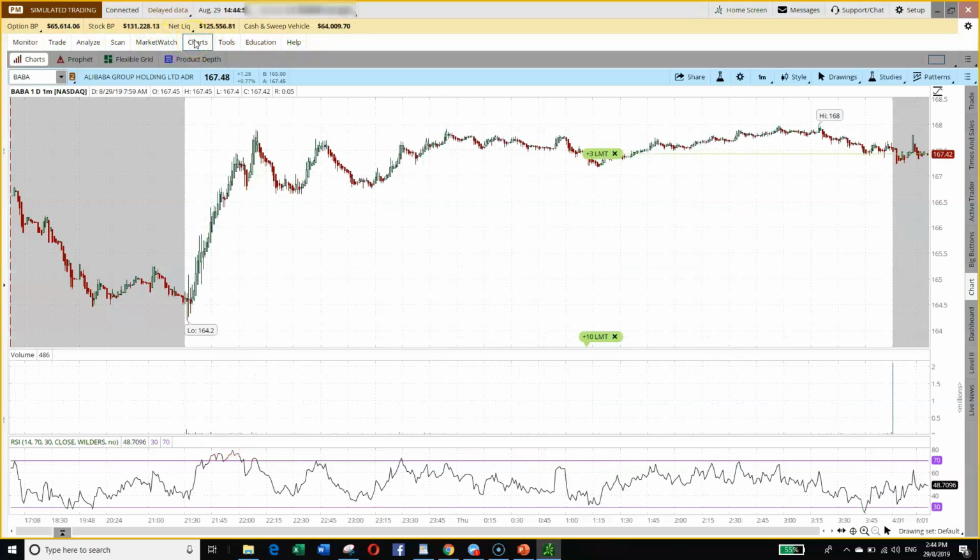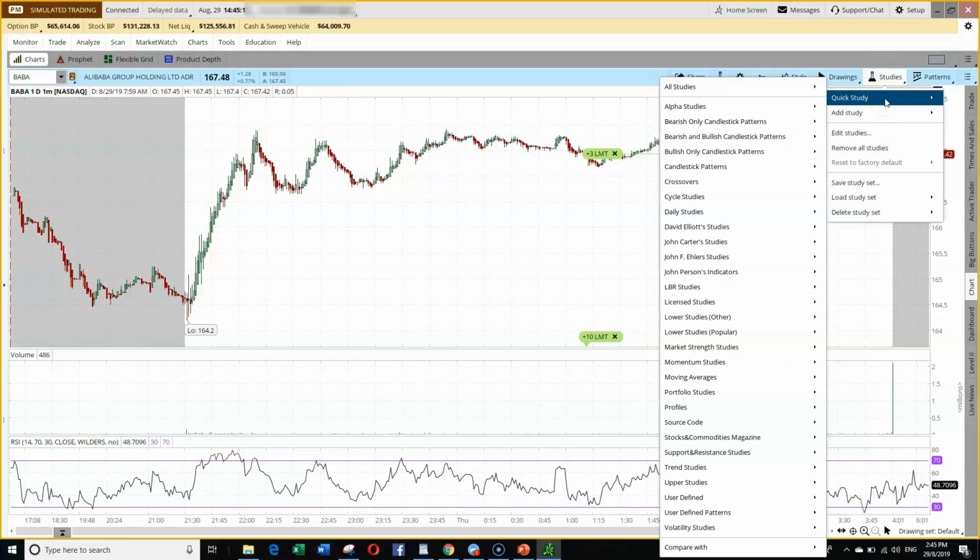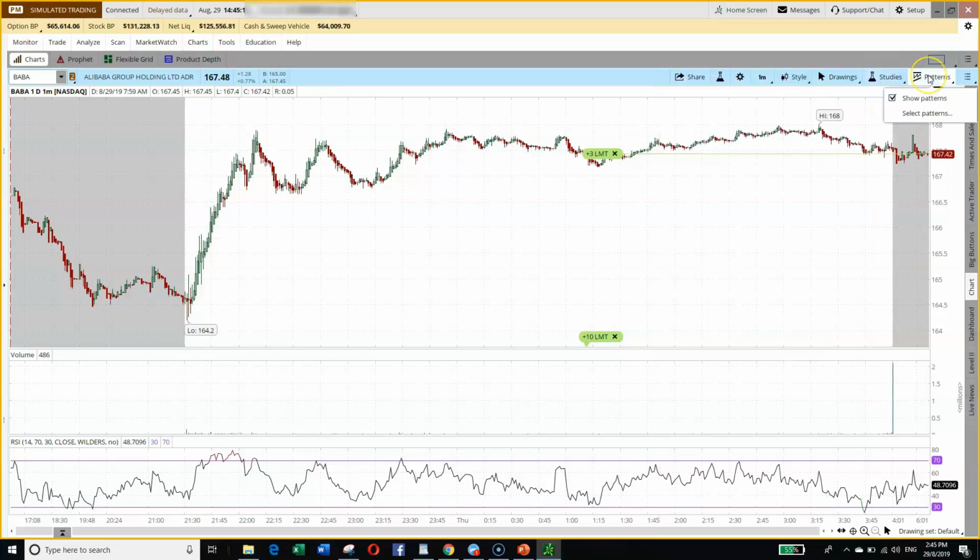And then finally you have the chart, which actually shows you the chart. You can plot studies, like RSI, volume, whatever other studies you want, and you can also look for trading patterns. This is where you do charting. So you have a tab for charting, a tab for a general market watch, a tab for scanning everything, a tab for analyzing your trades, and a tab for actually trading and then monitoring your existing positions. So this video is a first introduction to the Thinkorswim platform.